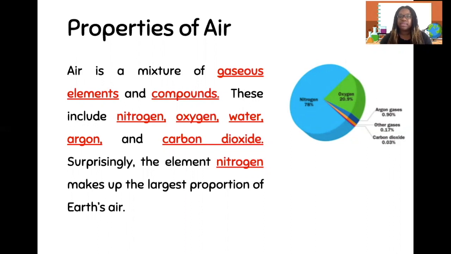Now, I've seen a lot of times on a test where it'll ask the question, what element makes up the largest portion of Earth's air? And they'll put like oxygen and carbon dioxide. I just want you to see oxygen only makes up 20.9%, and carbon dioxide has this very small sliver of 0.03%. So nitrogen, 78%, pretty big percentage.